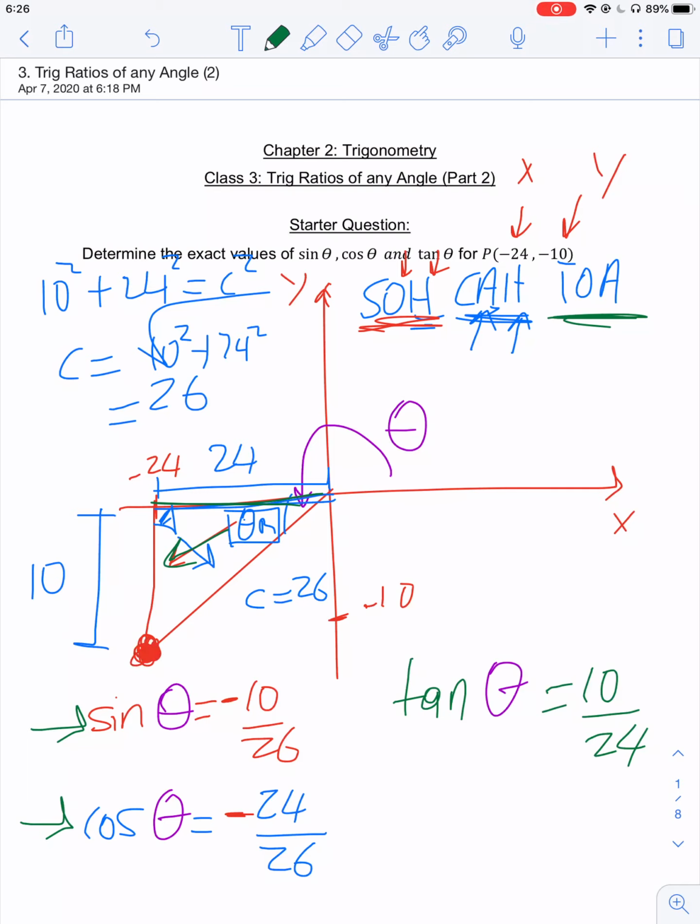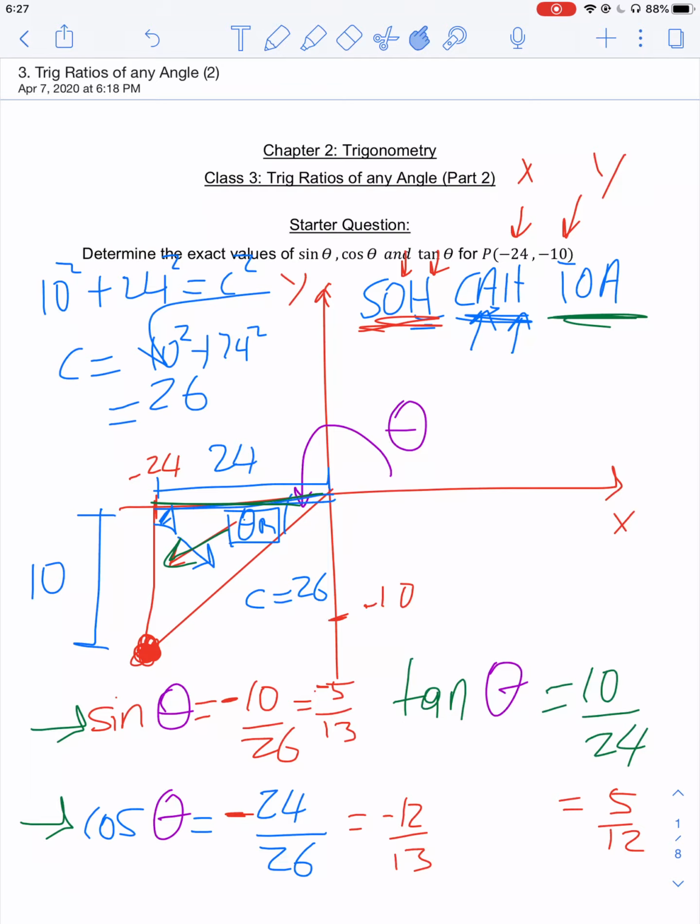So one more thing that you could do, I'm not going to penalize you for this, but you could maybe simplify your fractions. If you divide by 2, then this becomes minus 5 over 13. This becomes minus 12 over 13. And this will just become 5 over 12. So you can simplify your ratios, not a big deal. I don't know how your textbook does it, but that's something that you could do.